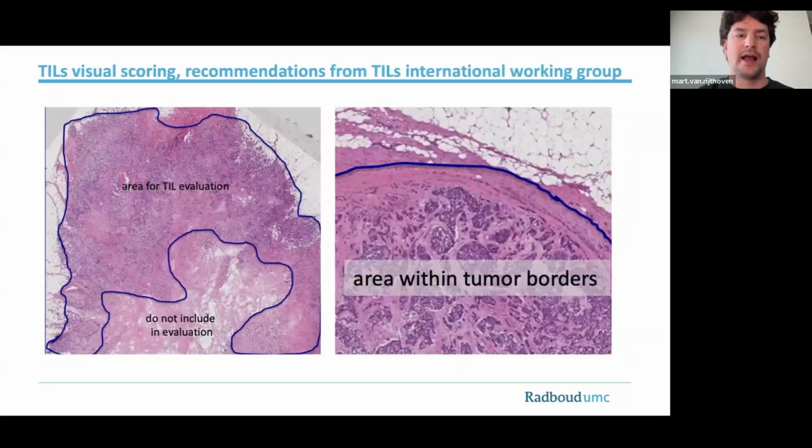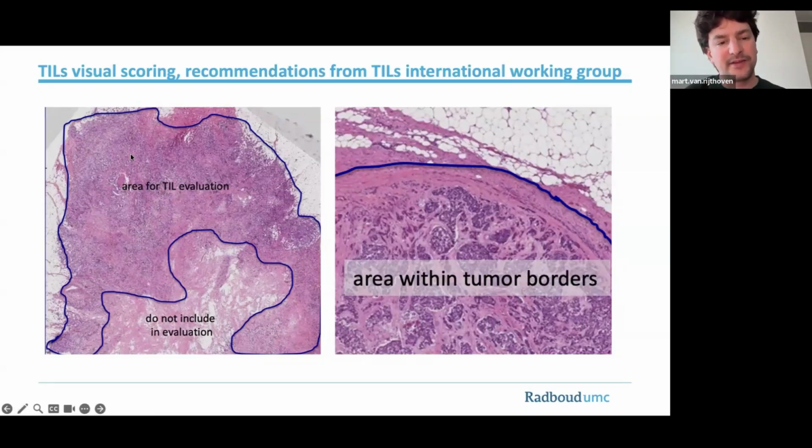And then we have the International TILs Working Group that made recommendations on how to score TILs in H&E. And here on the left, you see a slide. The recommendations are a bit more complex, but the gist of it is that you first define a tumor bulk or a tumor bed, as shown here on the left.